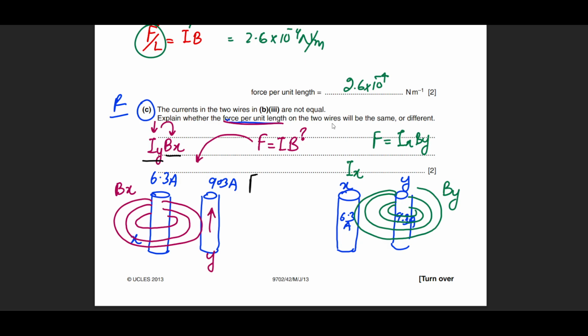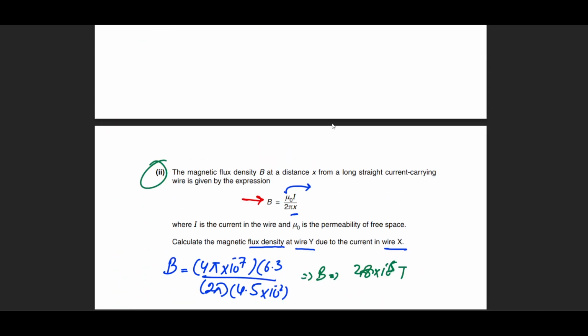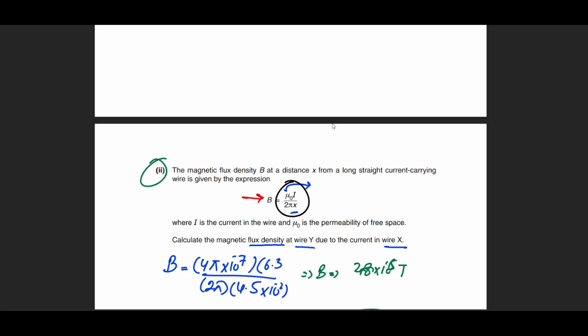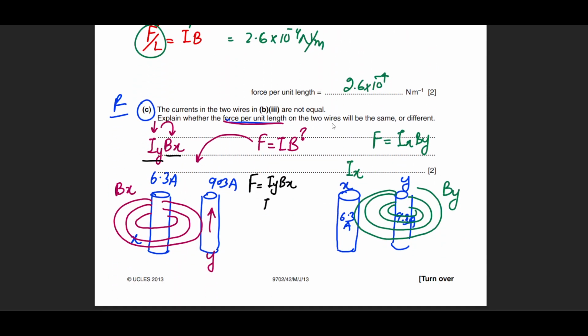How? You see, if I write down F = I_Y B_X, what's the formula for B? B has a formula of μ₀I/2πx. So I_Y multiplied by μ₀ I_X, because the magnetic field of X is because of the wire X, divided by 2πx. Now, this is for this case. If you were dealing with this case, what would it have become? So I_X multiplied by μ₀ I_Y divided by 2πx.